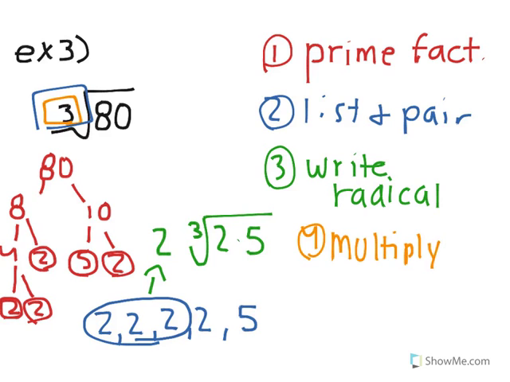Multiply the insides and the outsides. So I'm going to end up with 2. There's nothing to multiply it. 2, the cube root of 10. And that's all there is to it. Okay.